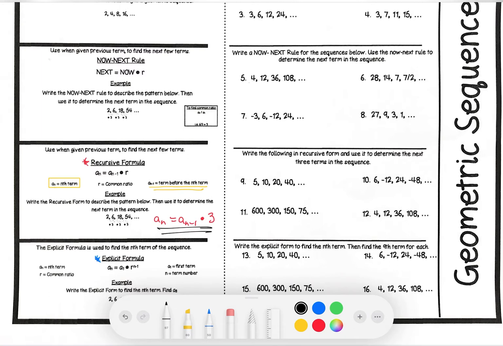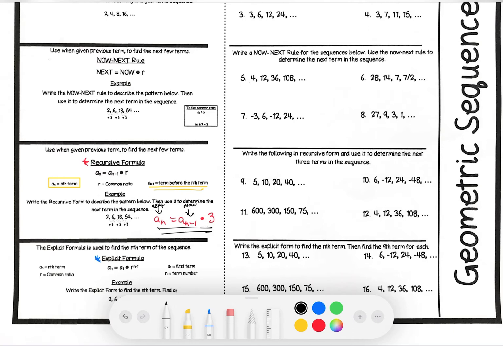And you're like, what does that mean? Well, to find the next term, a sub n, we take the previous term and multiply it by 3. Isn't that a true statement? So this is like next equals now times 3. So now we're formalizing the rule, the now next rule.